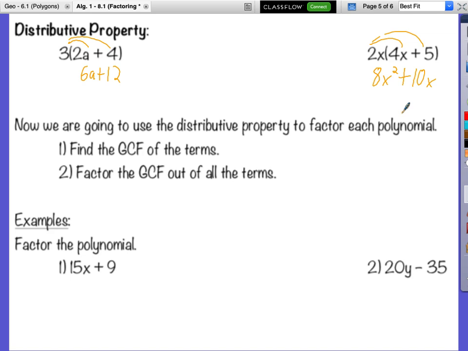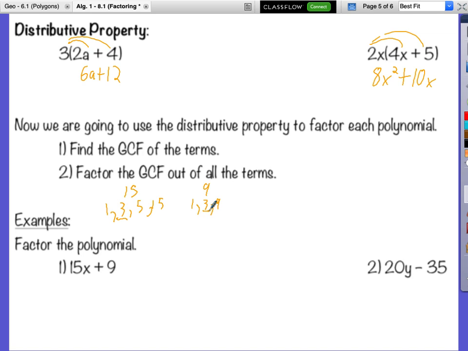So here, 15x and 9. What is the greatest common factor that goes into both of them? If you don't see it right away, here's what you can do. What are some factors of 15? 1 times 15, we know that, and then we have 3 times 5. So what are some factors of 9? 1, 3 times 3, and 9. So what's our greatest common factor here? 3 is our greatest common factor. It's the one they have in common.